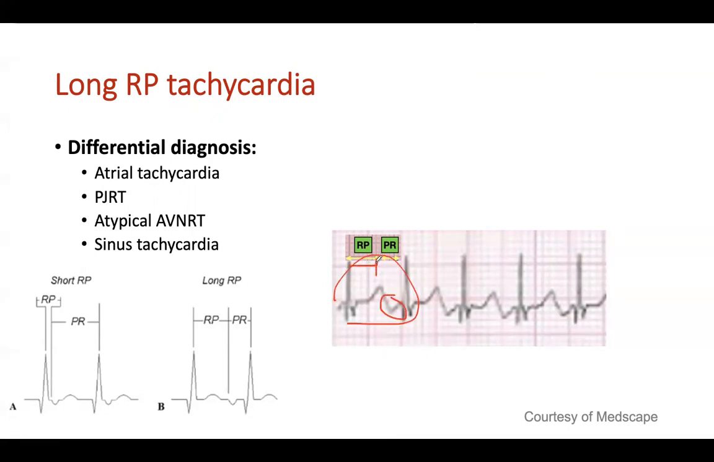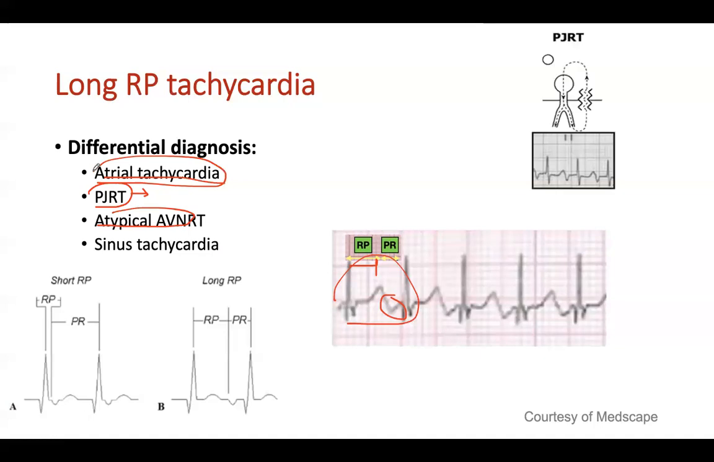PJRT and AVNRT might look similar, but PJRT is typically a slow, incessant tachycardia, and atrial tachycardia is not reentry. It's typically not classical reentry; it doesn't behave like a reentrant rhythm. If you give adenosine and it doesn't convert, then maybe it's atrial tachycardia because it's not adenosine sensitive.